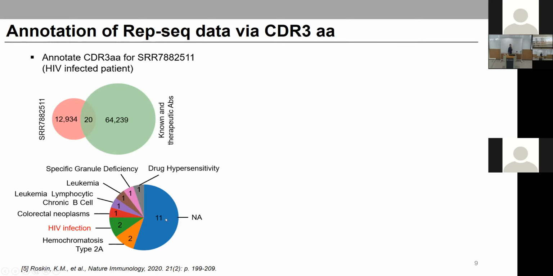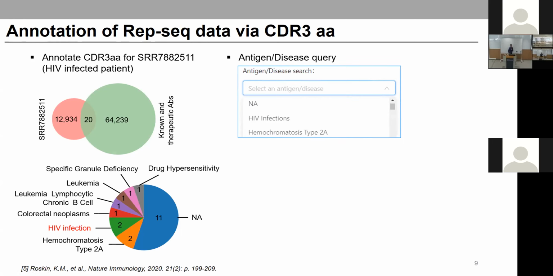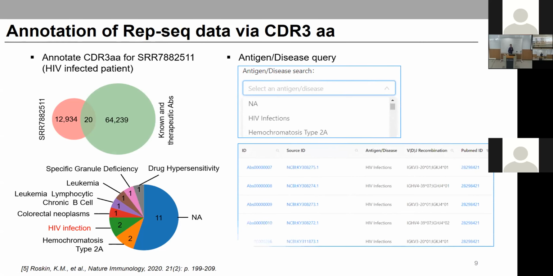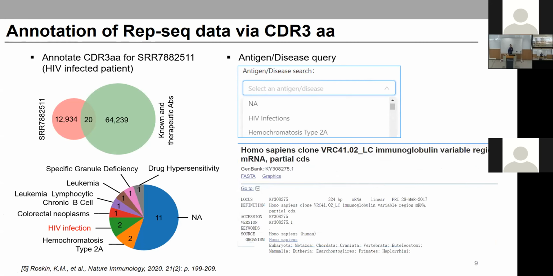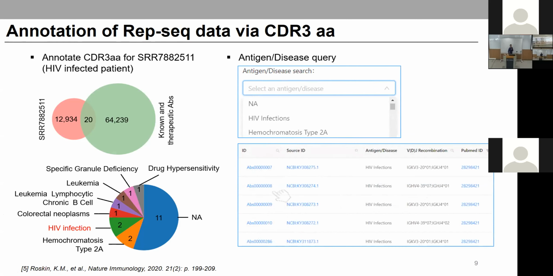Then we get this pie chart to tell you what those 20 antibodies are. Okay, actually, look at here. Because this data set is an HIV-1 infected sample, we got 2 HIV-related antibodies, and then we have this hyperlink. If you click this hyperlink, it can tell you what antibody it is. Okay.